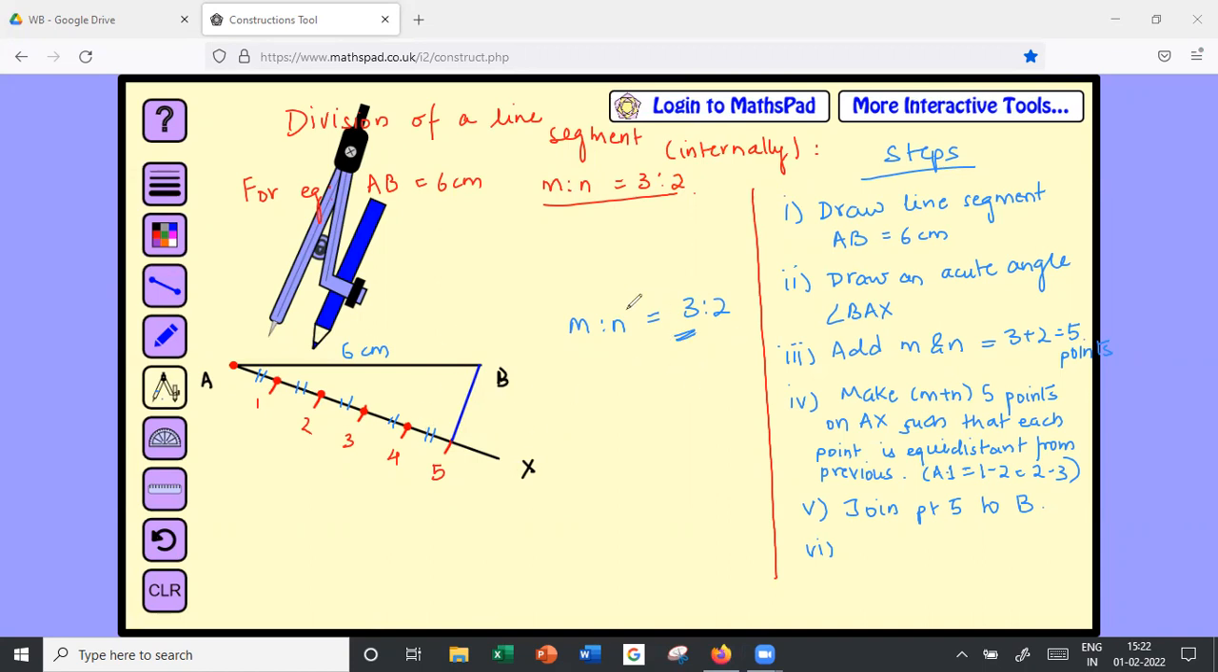I'll show you how to do it. For example, if your ratio was something like 4:6, then you would take the 4th point and do it. If it was, let's say, 1:2, you would take the 1st point and do it. So you basically have to take the m value and join it to the line AB.